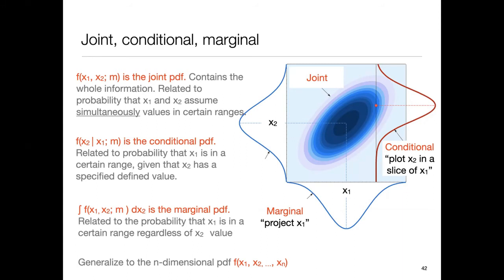And this is a language that is often used, so I suggest you become familiar with that. If you're not, probably you already are, but it's just a reminder, okay? So joint, conditional, and marginal are different things that express different concepts associated with different quantities of statistical information.